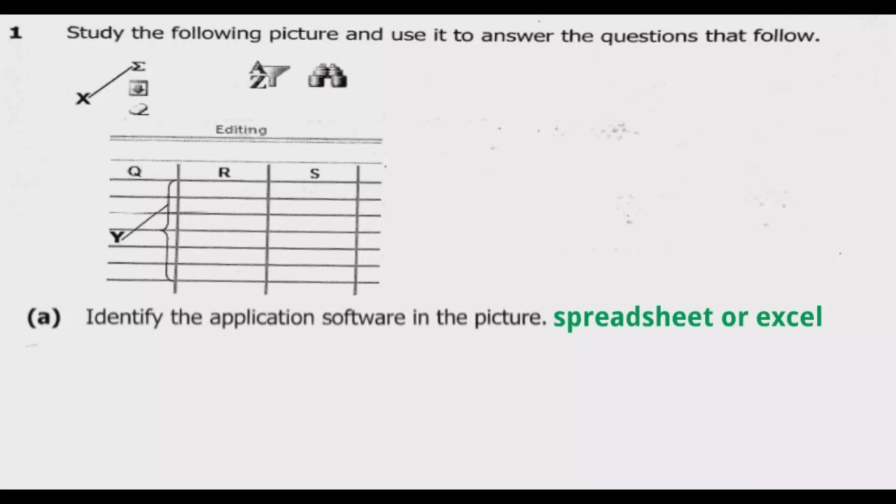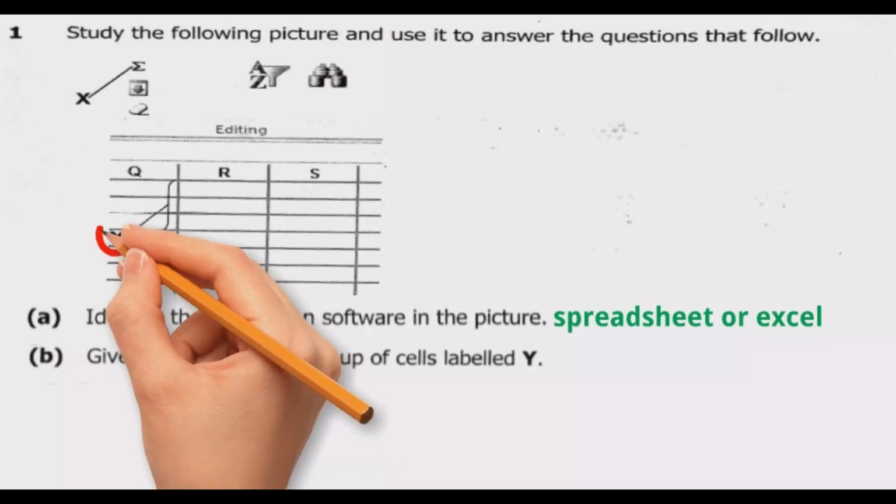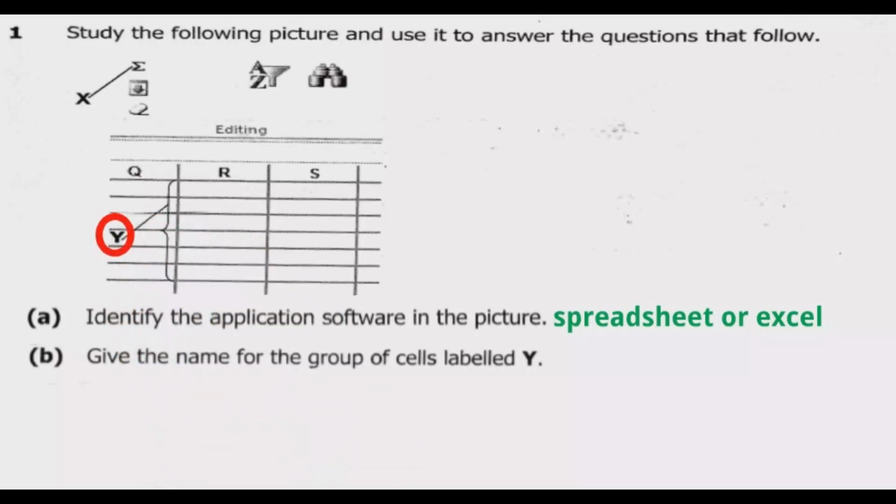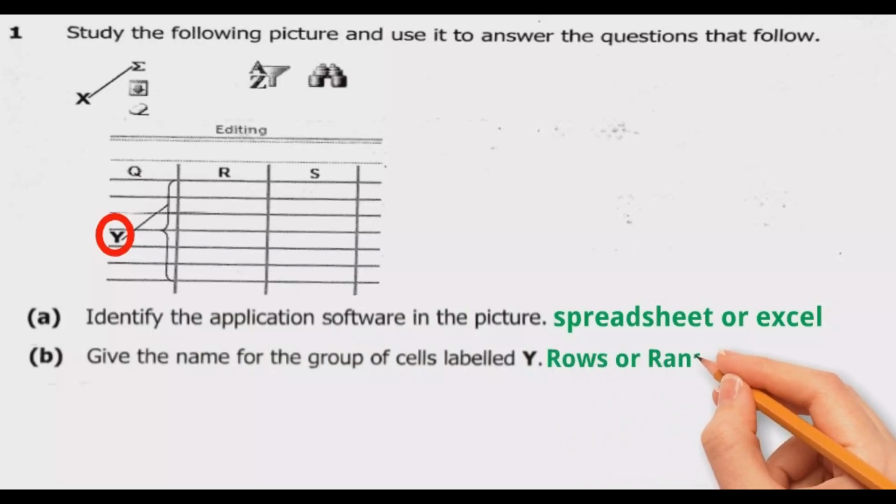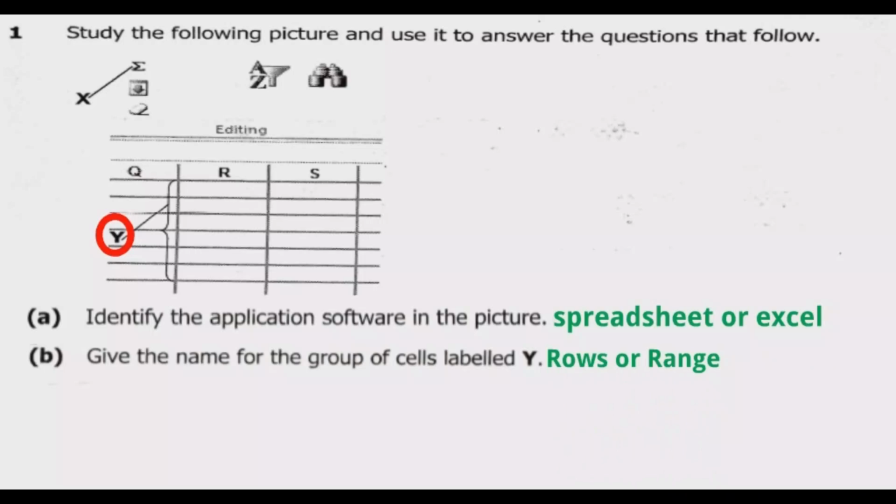We go to question number 1B, which is give the name for the group of cells labeled Y. So Y is there, the one of second. So that is Y. What do we call those cells? Those cells are called rows. Those are rows, or you can also call them range.